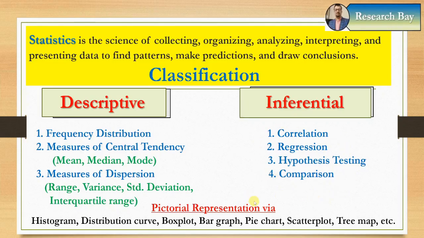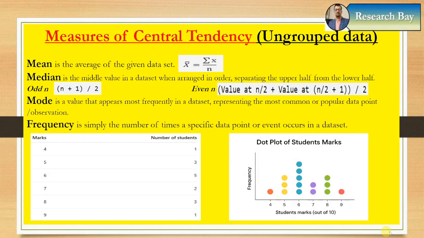Both the descriptive and inferential statistics can be pictorially represented through histograms, distribution curves, box plots, bar graph, pie chart, scatter plots, tree map, etc. Now, let us concentrate upon the measures of central tendency for ungrouped data, wherein we don't have any groups. We have a series of data and we are going to analyze it.